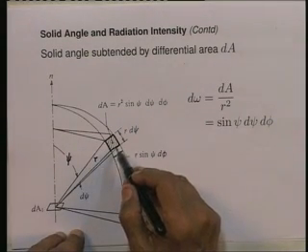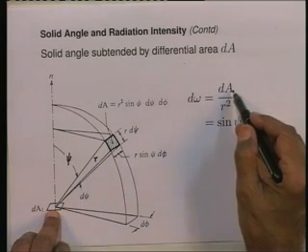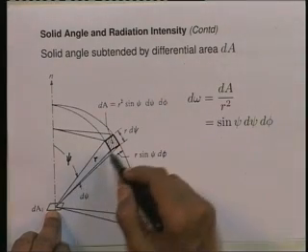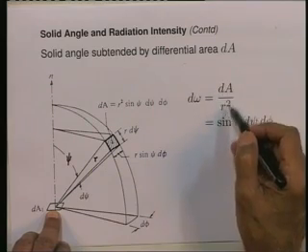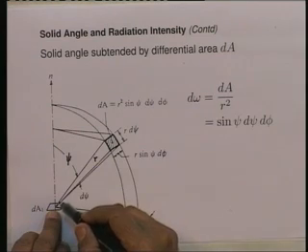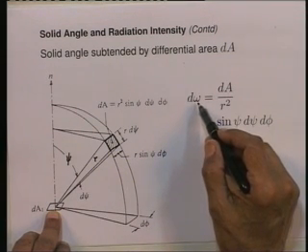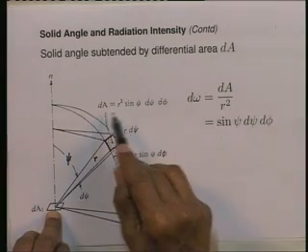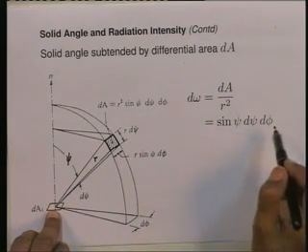Now, what is the solid angle subtended by dA at the center? It is very easy to see, it is going to be nothing but dA upon r squared, because r is the radius and we want the area cut out on a sphere of unit radius. So, dA upon r squared will be the solid angle subtended by dA at the center. So, d omega, that is the solid angle subtended by dA at the center, is equal to dA upon r squared, and we know that dA is r squared sin psi d psi d phi. Therefore, this is equal to sin psi d psi d phi.